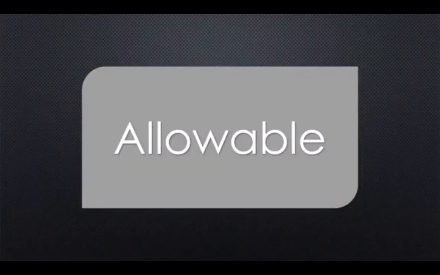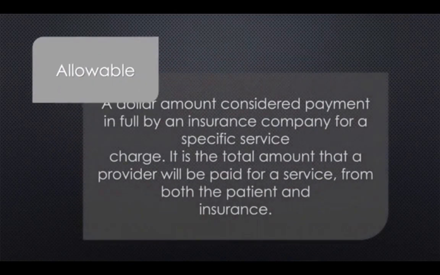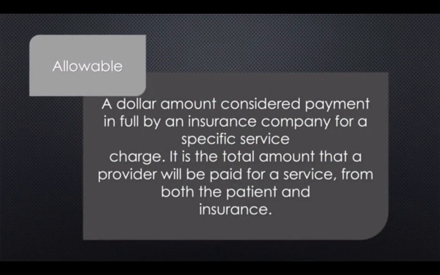What is an allowable or allowed amount, you ask? Well, an allowable is a dollar amount considered payment in full by an insurance company for a specific service charge. It is a total amount that a provider will be paid for a service from both the patient and insurance. The allowable is typically a discounted rate rather than the full amount that the provider charges for that service.